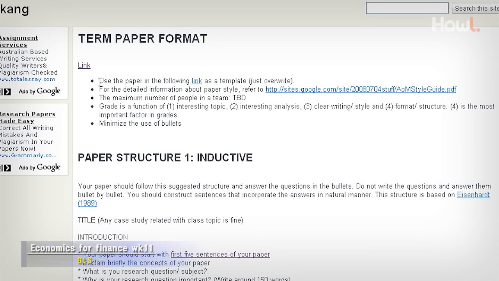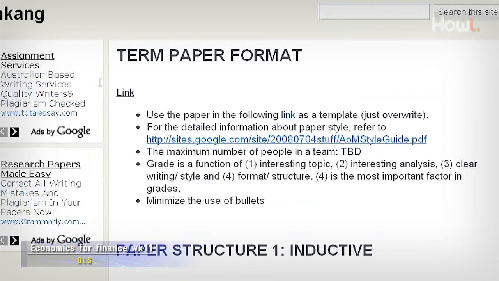So, use the paper in the following link as a template. In the link, there is an MS Word document. So, please download the MS Word document and overwrite on it. Then there will be no font or line spacing problem. Okay.